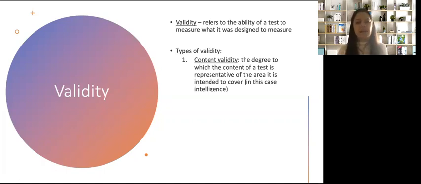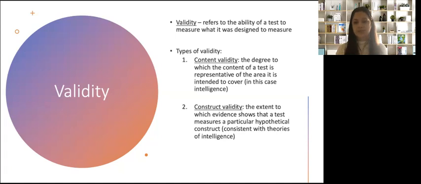The first is content validity. This is the degree to which the actual content of a test, the items or the problems on a test, represent the area they're intended to cover. An easy example: if you're taking a math test, it should consist of a bunch of math problems, right? It shouldn't have a bunch of impressionist pictures all over the exam. If it's a mathematics test, it should have math problems. In this case, we're looking at intelligence, so the content of the intelligence test should reflect the overall area of intelligence.